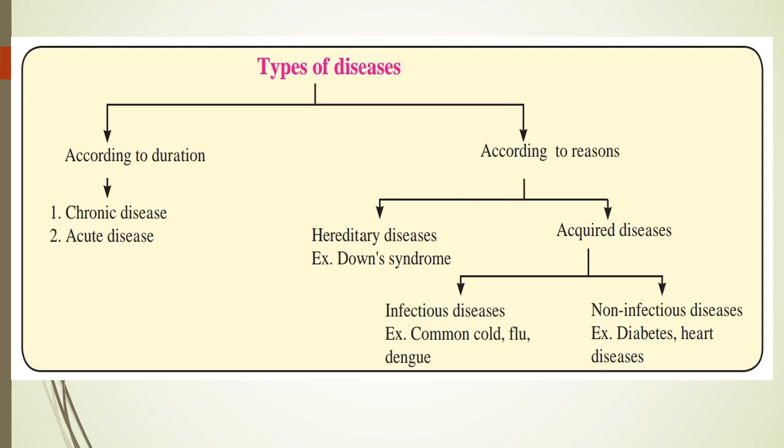On the other hand, we have acquired disease, which we acquire at some particular point in our life. We do not get that disease as we are born. We get it at some particular time during one's lifetime. Under that we have infectious disease and non-infectious disease. The definitions will be seen in the coming slides. Just have a look at the examples. Infectious disease: common cold, flu, dengue. Non-infectious disease: diabetes, heart disease.